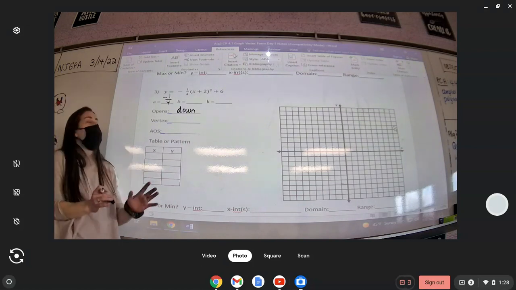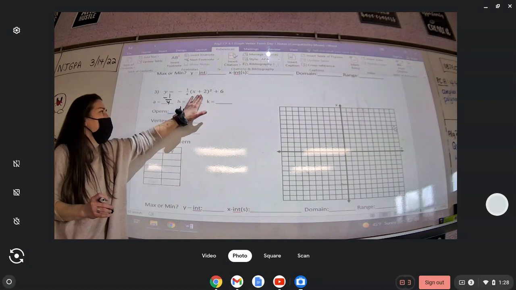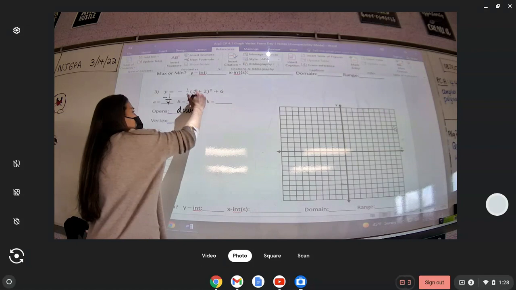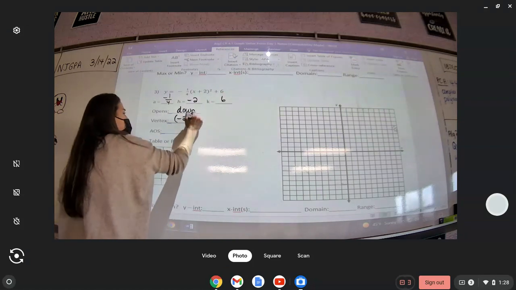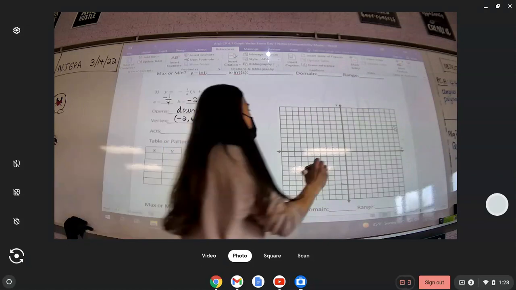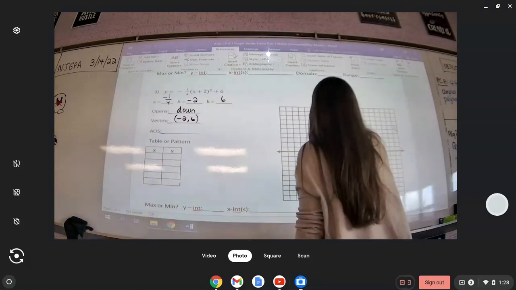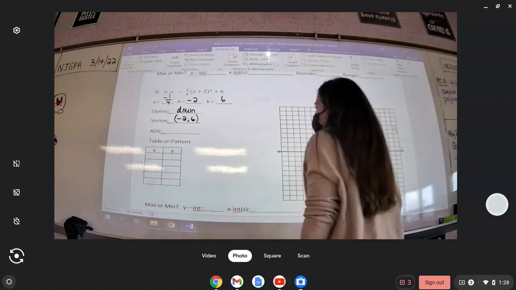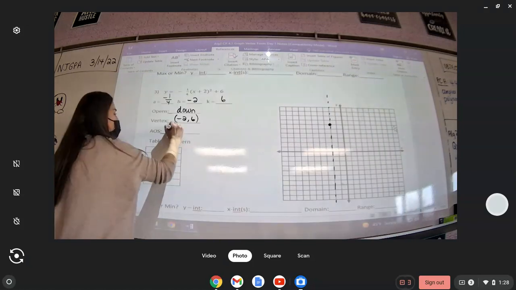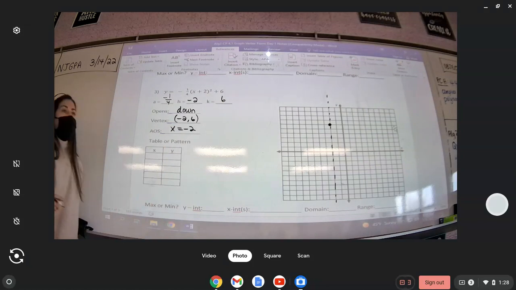All right, H. Who is H if that's what they wrote? -2. And K is 6. So we got a vertex at -2, 6. Put it on your graph. Left 2, up 6. Give yourself an AOS to help with symmetry. And we got x equals -2.